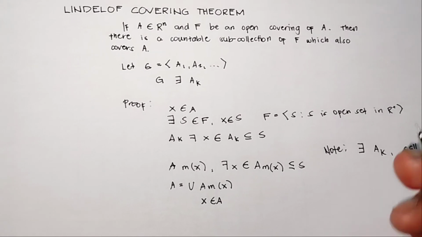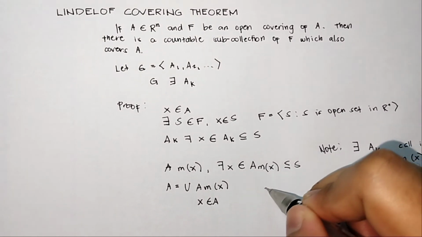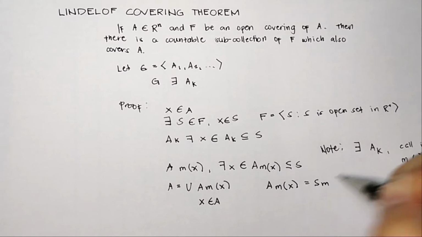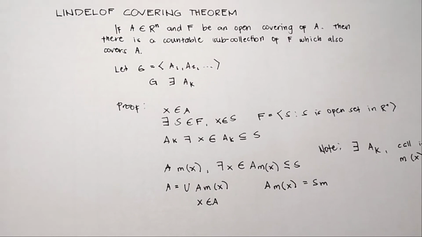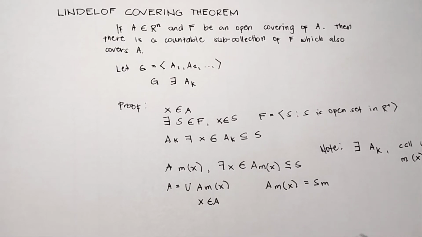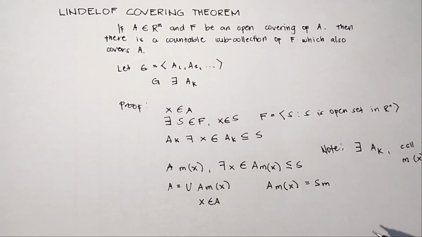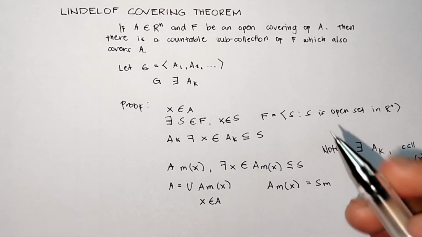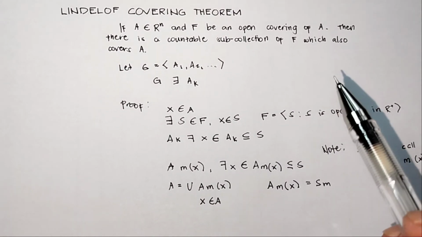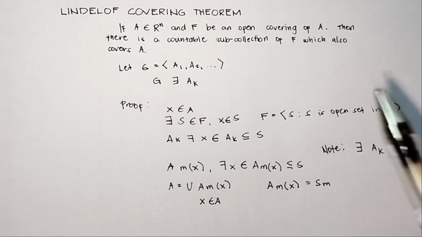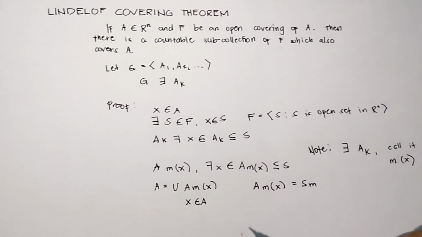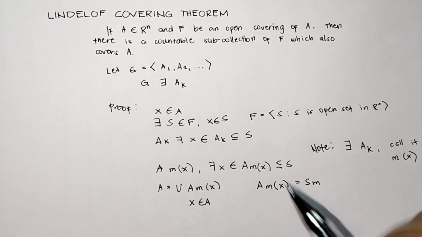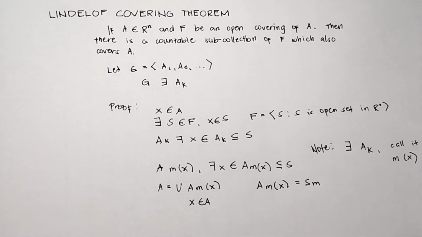So we also have A_{M_x} equal to S_M. The S_M also exists because, right, S is an element of F and x is an element of A. Therefore, there exists A, an element of x, and S_M also exists because S is an element of F.